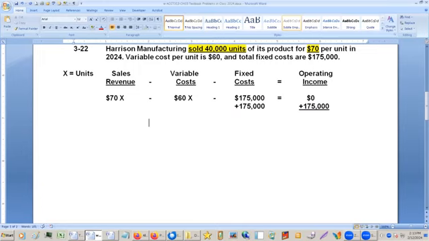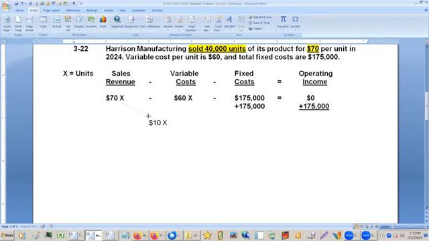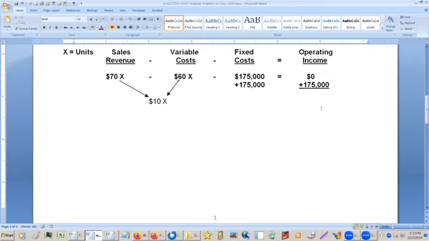Seventy x minus 60x is 10x. So 10x equals 175,000.